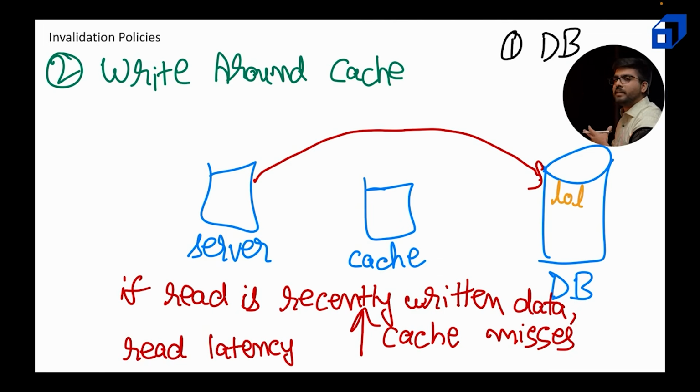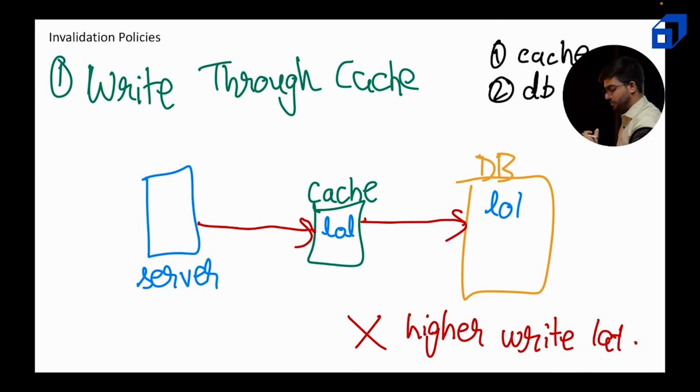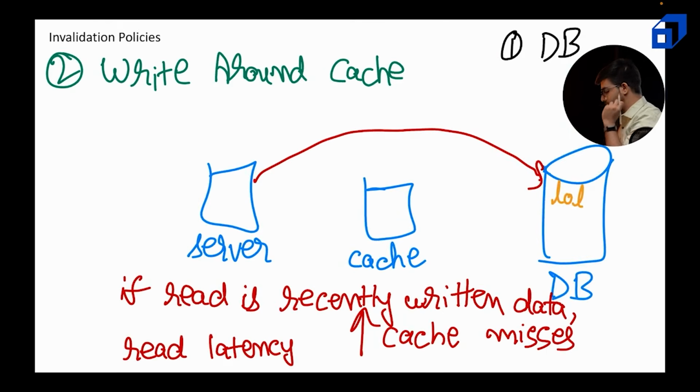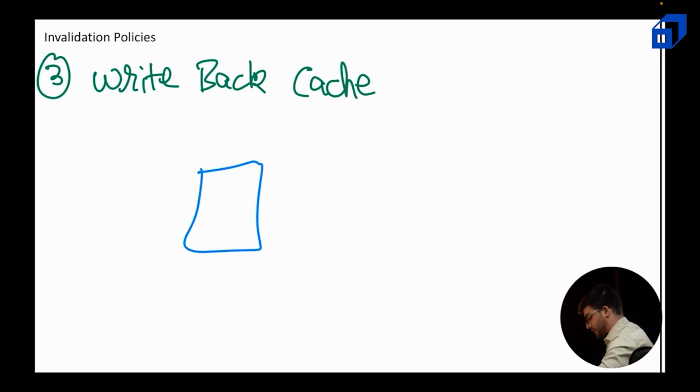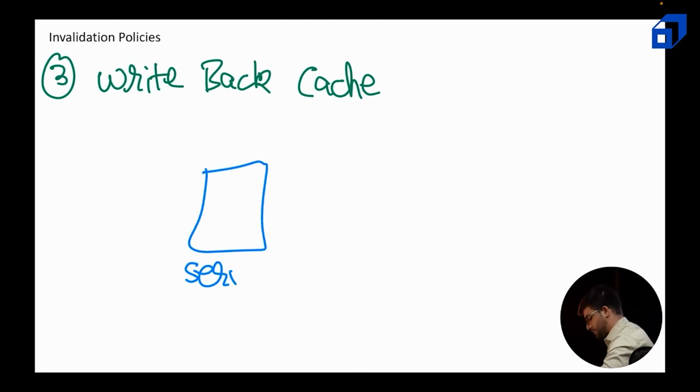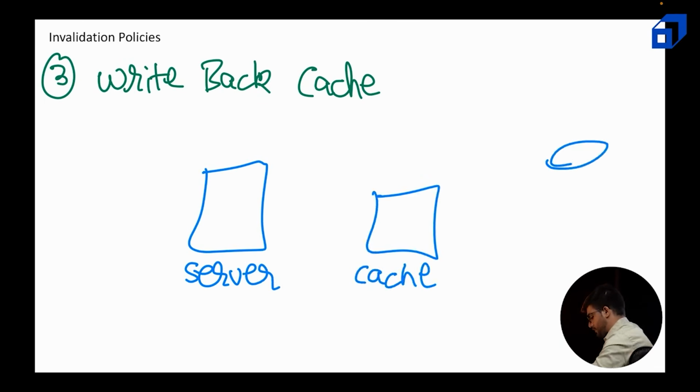Now let's move to the last strategy, which is kind of best of both the worlds. I will let you know what I mean by best of both the worlds. Let me just recreate the same situation again. This is the server, this is our cache, and this is the database.